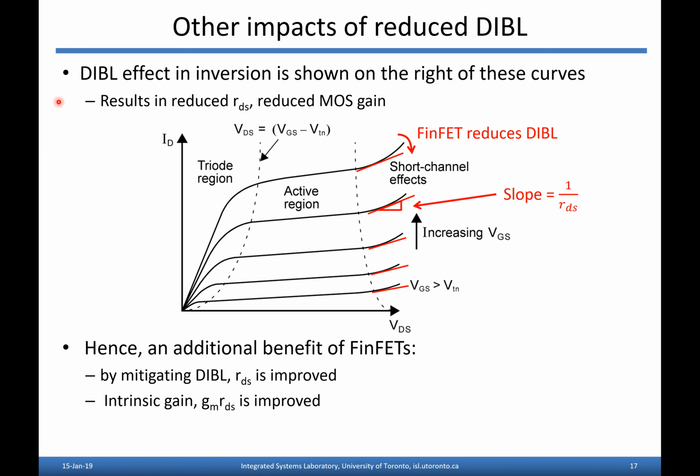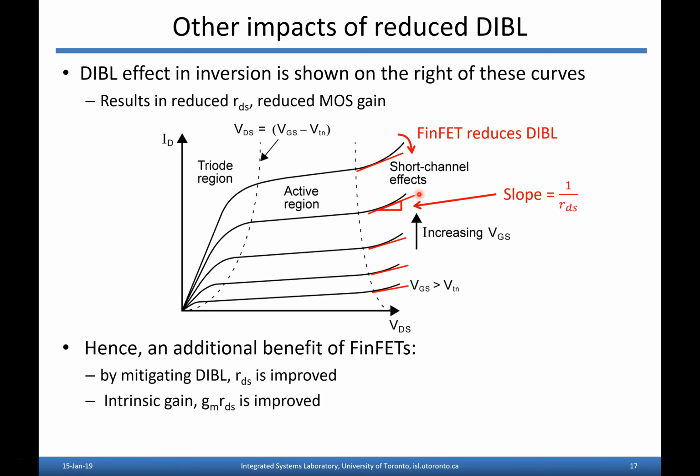As far as DIBL goes, reducing DIBL also has some positive impacts on analog design. Basically, with planar technologies, DIBL means that the drain current starts increasing when VDS gets really big, because it kind of lowers the threshold voltage. Effectively, that means at large VDS, the RDS, the small signal output resistance of the transistor, comes down. So you get less intrinsic gain with more DIBL effect.